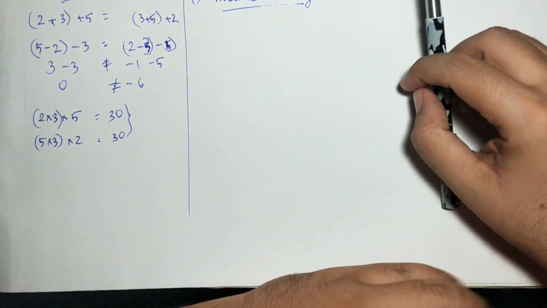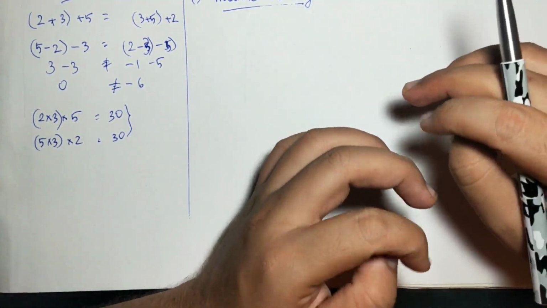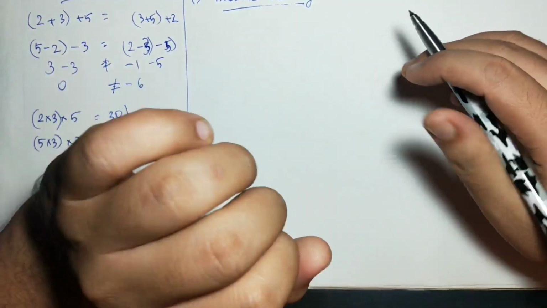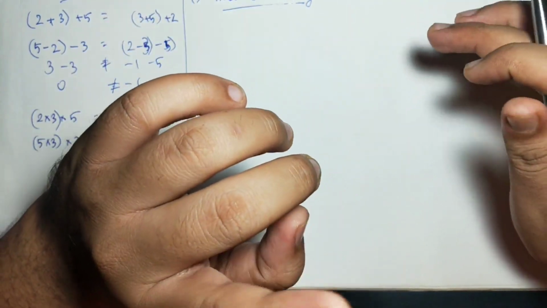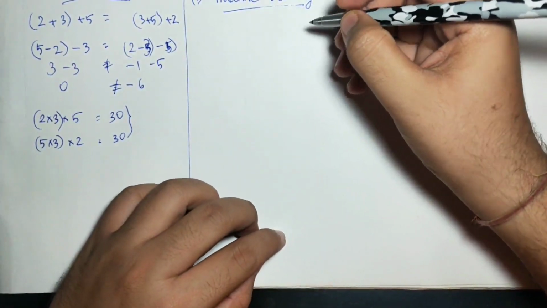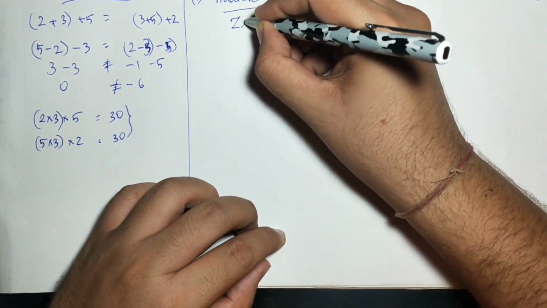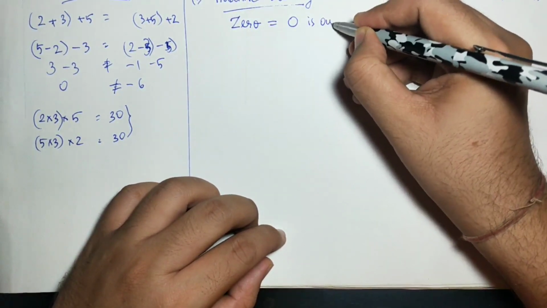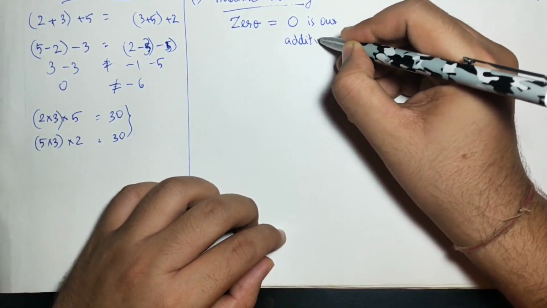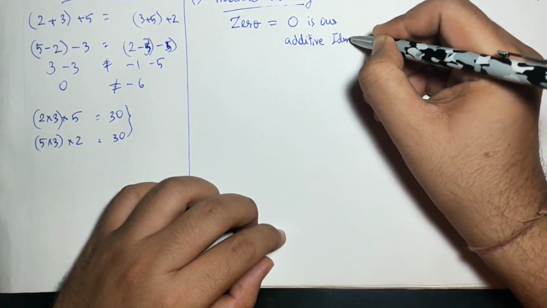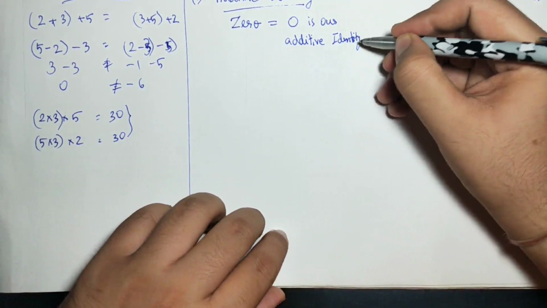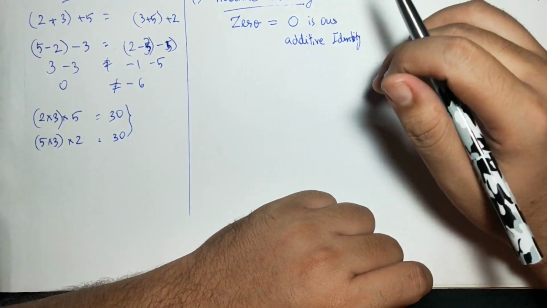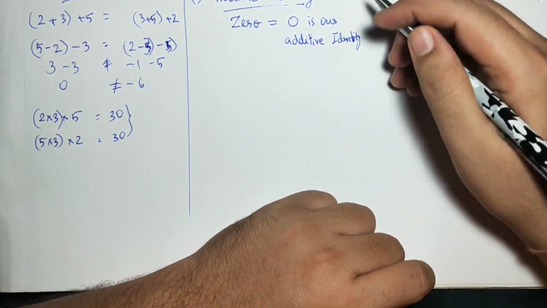I hope you understood the question. You are adding a number to a given number, and the answer will be the number which you added to the given number itself. That number is known as additive identity. So I hope you understood 0, that is 0 is our additive identity. If you add anything to 0, the answer will be the same number.